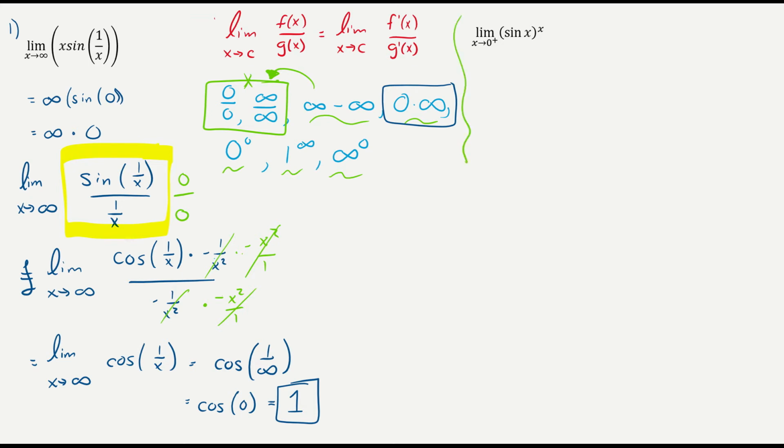This time, I have sine of x to the x, and what happens if I plug in 0? So it's 0 from the right, but we can still do direct substitution even though it's a one-sided limit.